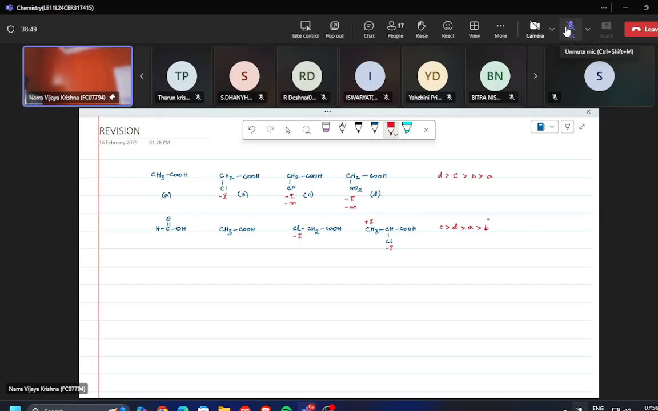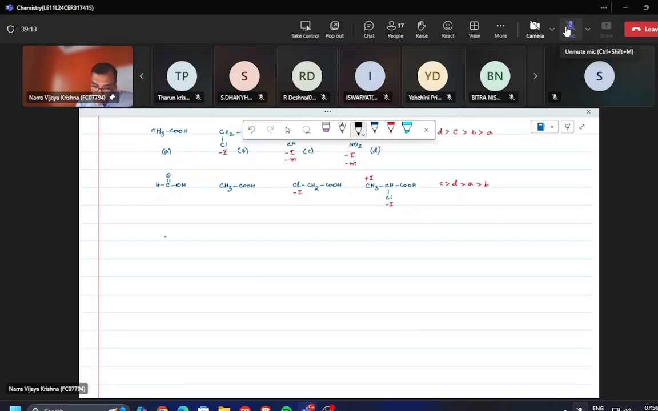Any questions in it? This idea is enough to solve all questions of acids. Now I am talking about these groups, which are present over a benzene ring. These are all open chains, and I don't want open chains. I want to compare them when present over a benzene ring. Observe this. What we call it as benzoic acid.